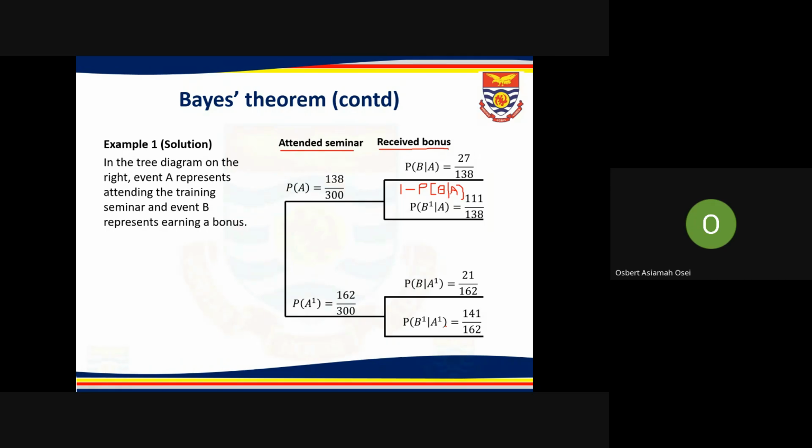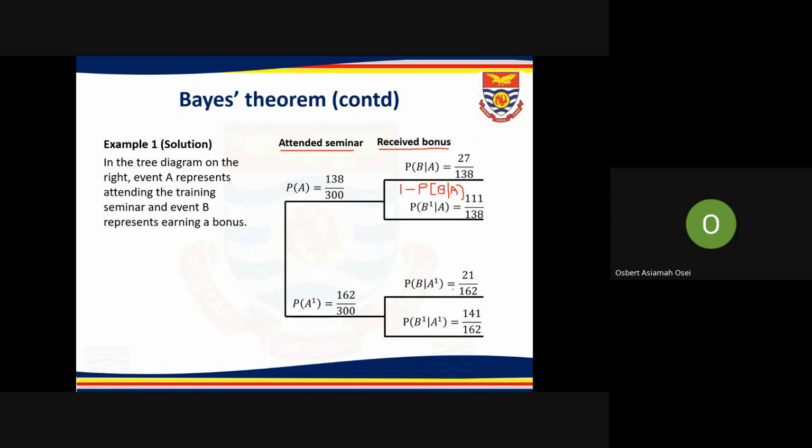I hope we get this page. Please take the second part again. The probability of A complement. So the probability of A complement is 162 on 300. I think that's one we understand.